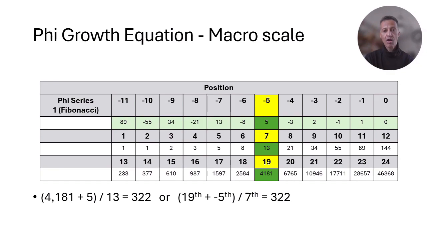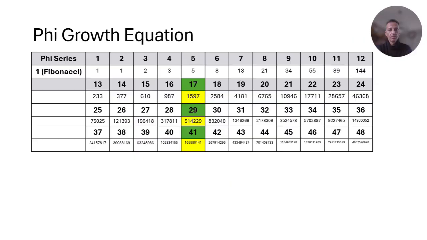In this case, we're always going 12 positions ahead. So minus 5 to plus 7 is 12, 7 to 19 is 12, and then minus 5 to 19 is 24 positions. So that's a complete cycle. So one whole, complete cycle, the three numbers within that will equate to this 322 Phi Growth Scalar constant.